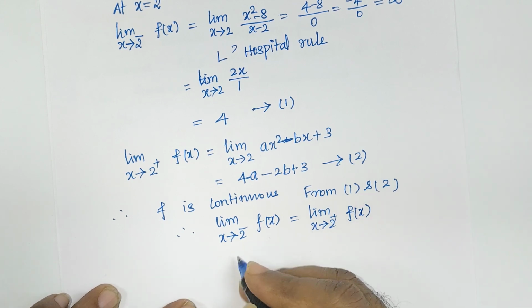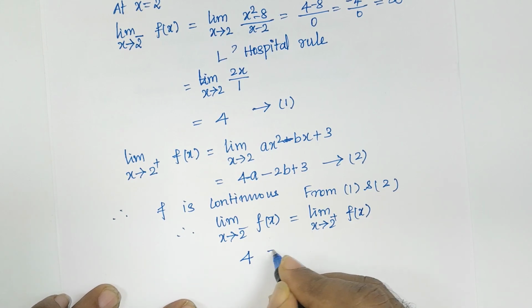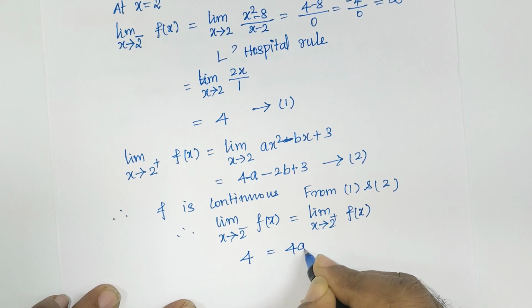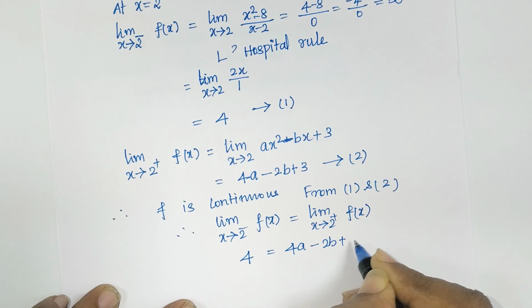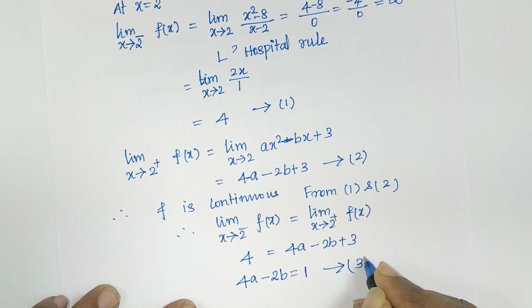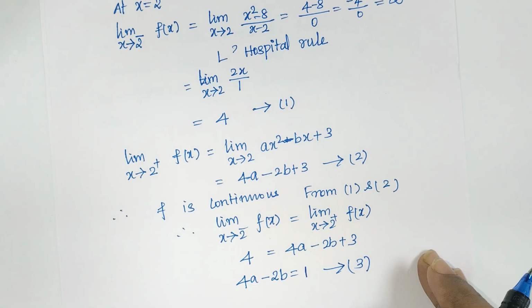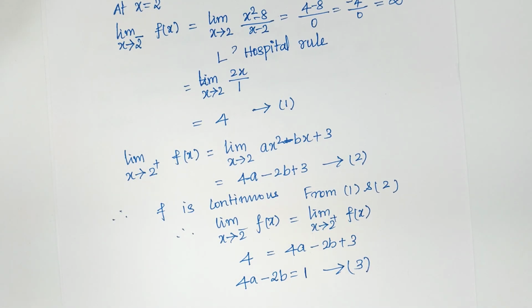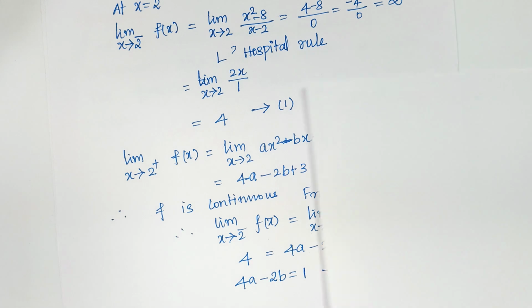The left-hand side is 4, and the right-hand side is 4a minus 2b plus 3. Simplify this: you will get 4a minus 2b equals 4 minus 3, which is 1. This is equation number 3. Now, in a similar manner, I am going to find another point.